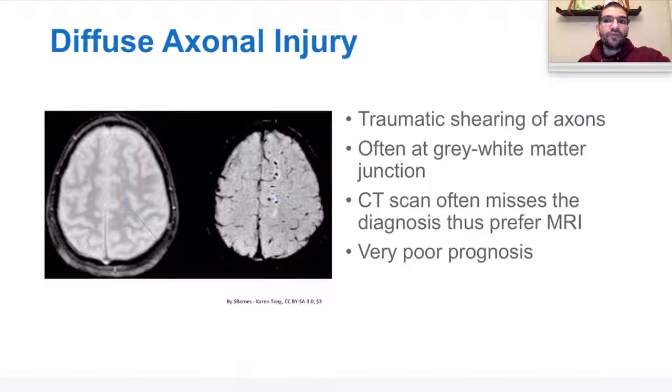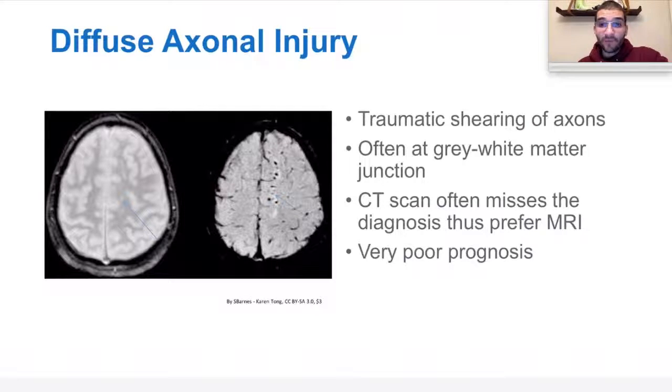The last one I would describe is called diffuse axonal injury. So diffuse injury of the axons, the white matter. This is often caused by traumatic shearing of the axons, and as expected, it often happens right at the junction of the gray and white matter, right where the axon takes off from the cell body.